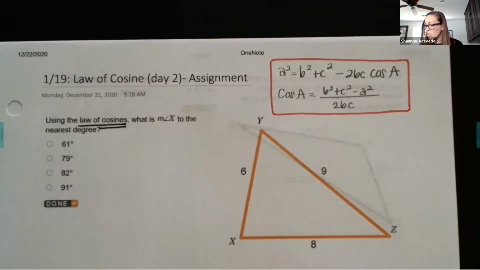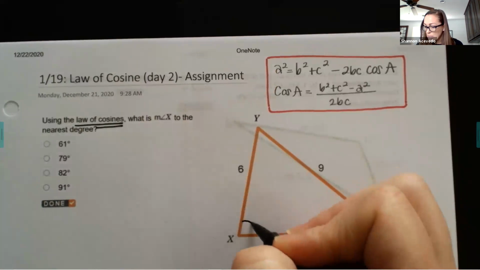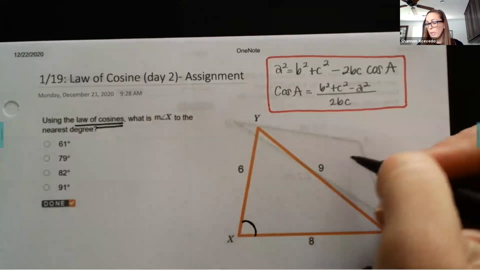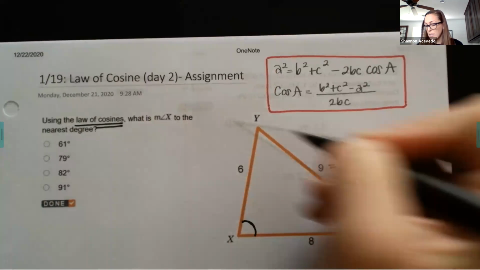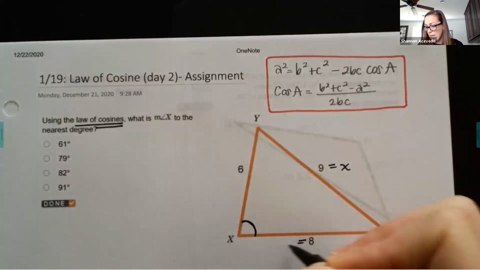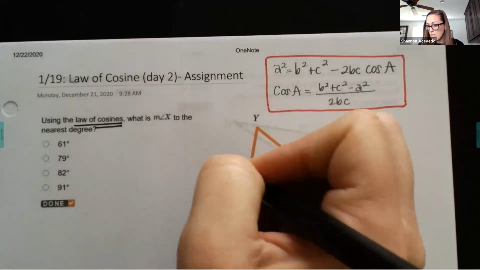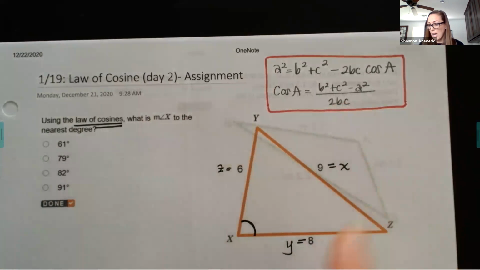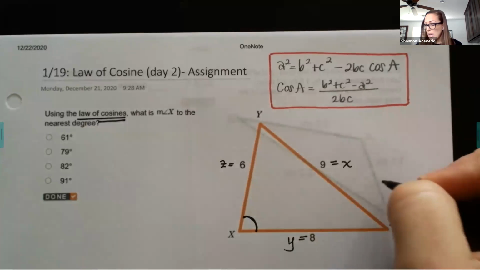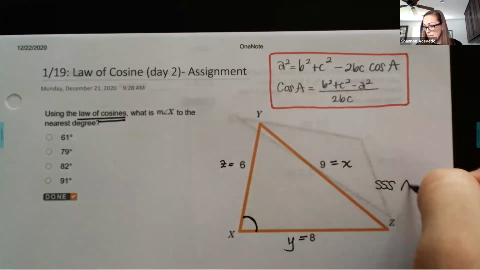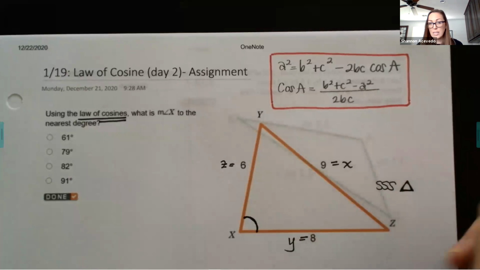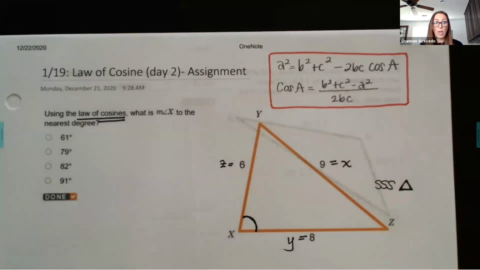It says, what is the measure of angle X? So we're looking for this angle right here. Across from my angle X is my side X, across from my angle Y is my side Y, and across from my angle Z is my side Z. So I know all 3 sides. This would be a side, side, side triangle, right? If it's side, side, side, we would use the law of cosines. Again, we already knew that.